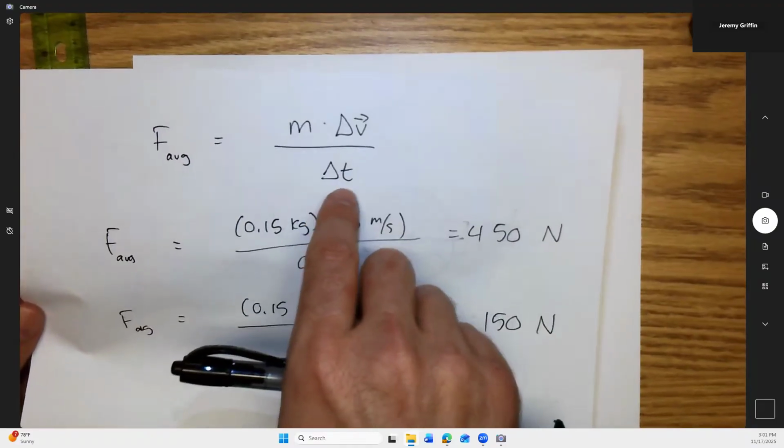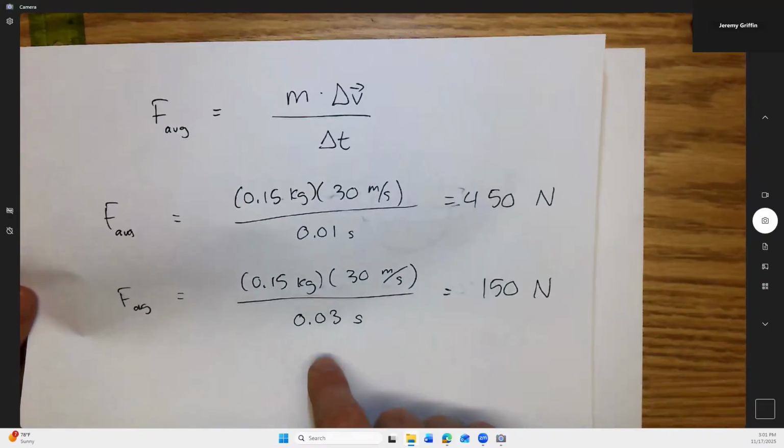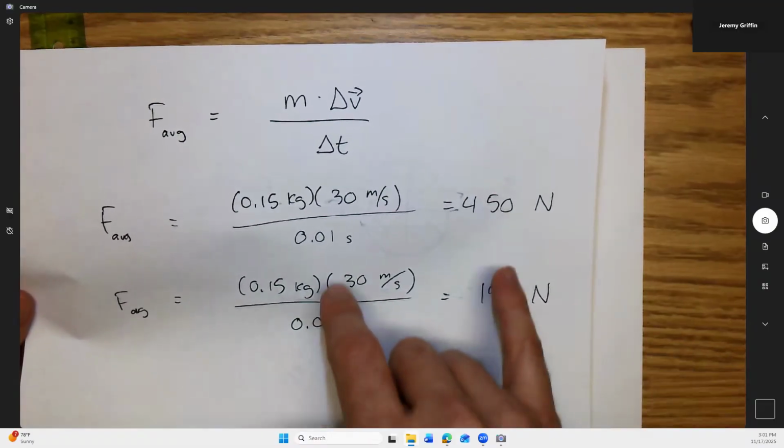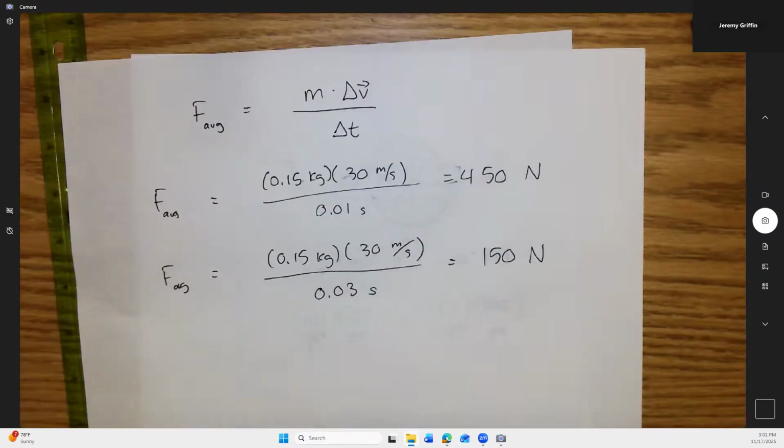But the advantage of the trampoline is that it extends the time interval of that stopping, right? It might be a fraction of a second, but it's better than hitting the sidewalk where you come to a stop all at once. So if you can extend the time of stopping, then that will decrease the force.